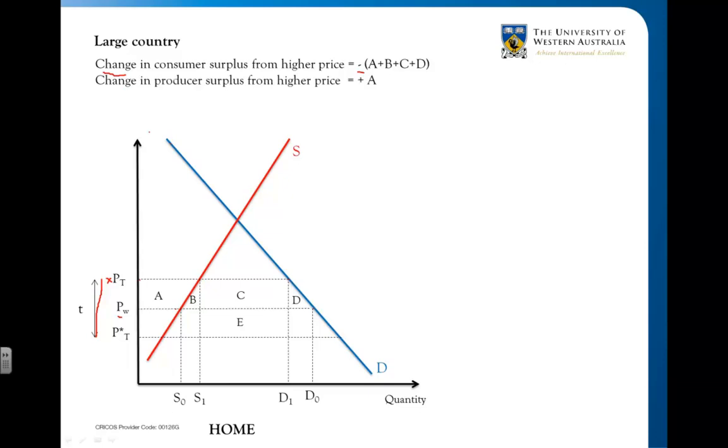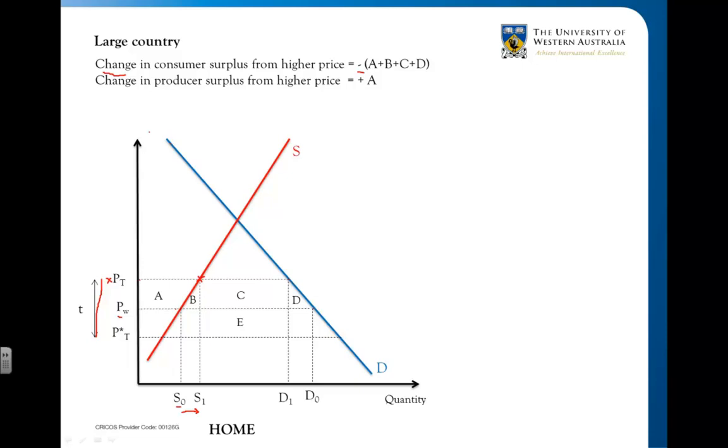There is, of course, also a change in producer surplus. For the producers, the effect is positive. So they were producing, remember, this S0 here when the world price was at PW. The higher price allows, if you like, more producers to be competitive and sell this good. So now the domestic production increases to S1. And so the producers are going to gain.